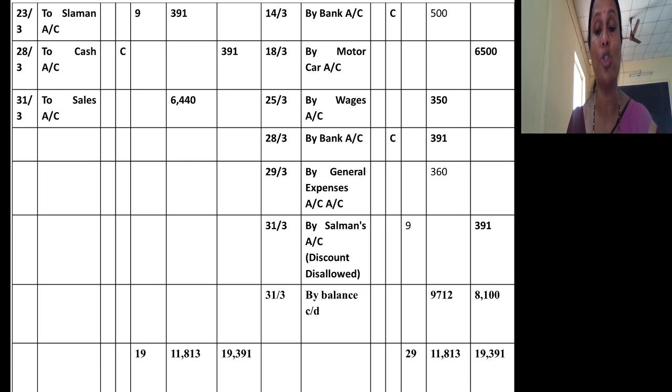We are not supposed to balance the discount column. We should just record the total of the discount column. Discount allowed total was 19 rupees. Discount received total was 29 rupees.